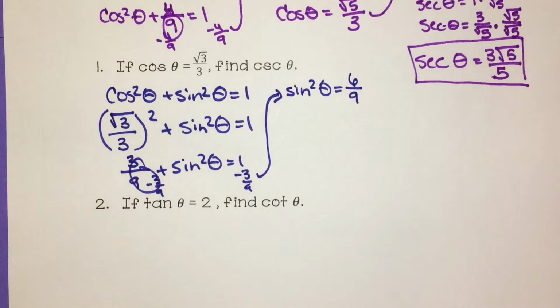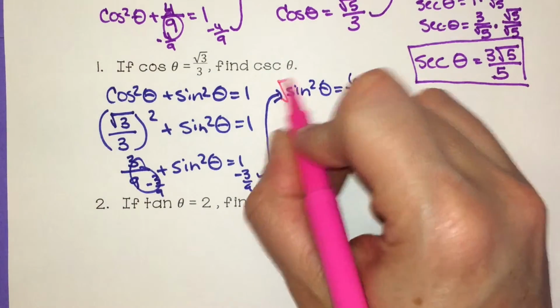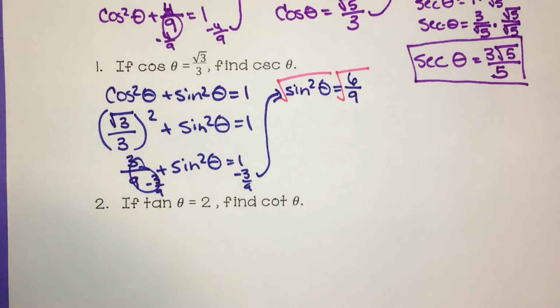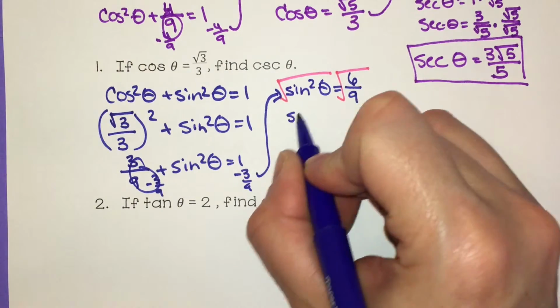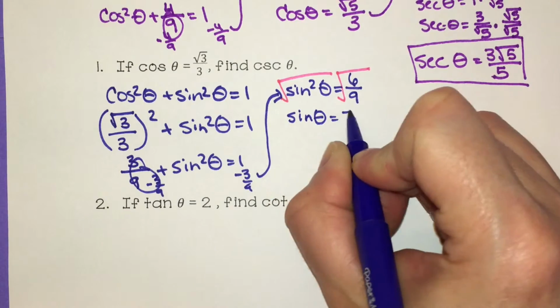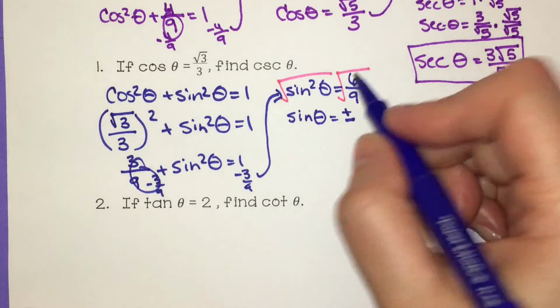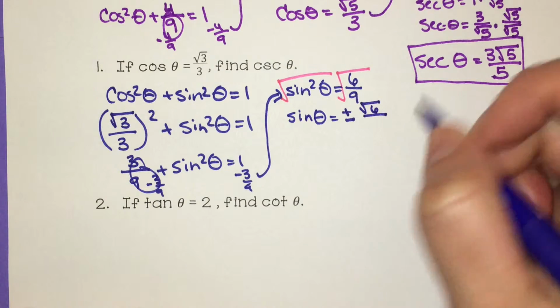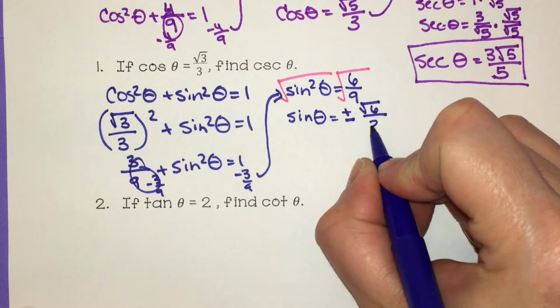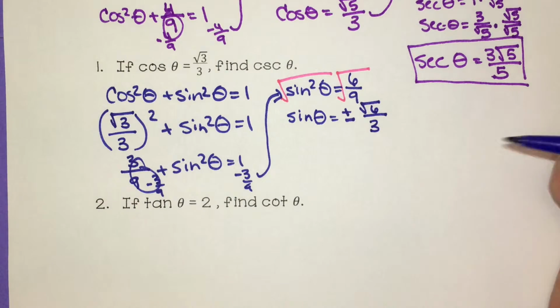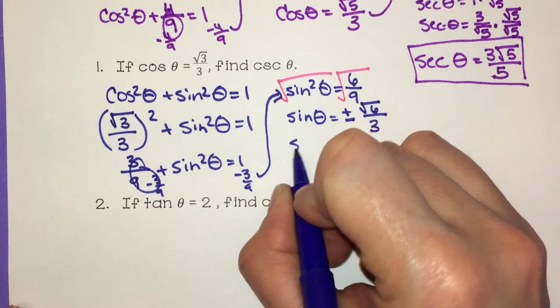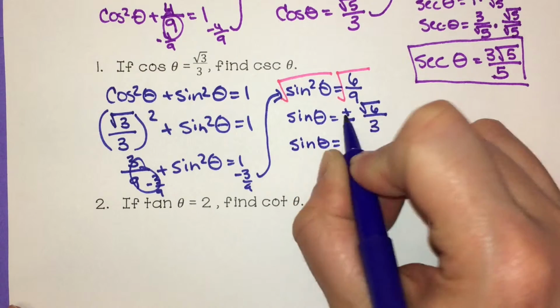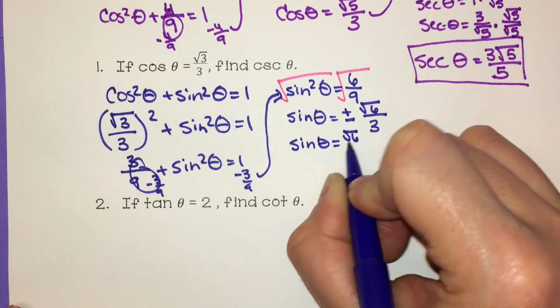6/9. I have to take the square root of both sides, and I get sine theta equals positive or negative square root of 6 over square root of 9 is 3. And because this is in the first quadrant, I know that sine theta is positive. So sine theta equals positive square root of 6 over 3.